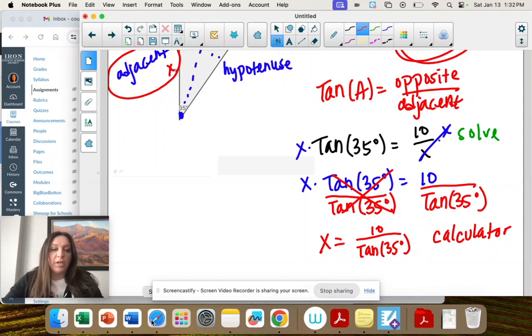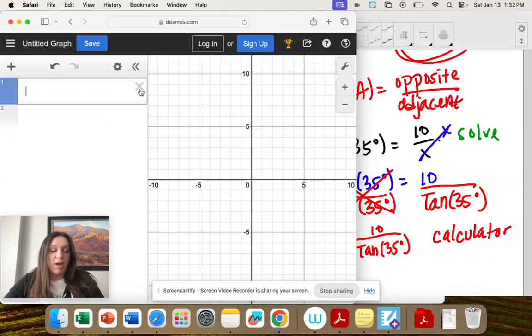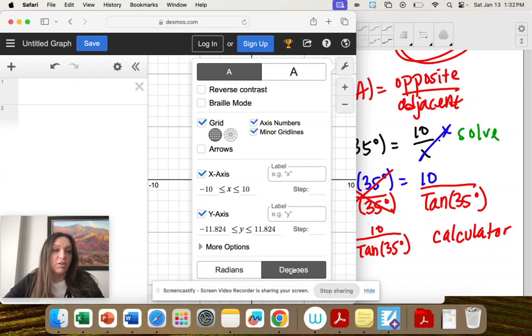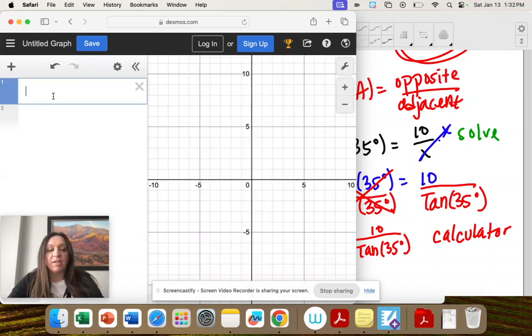Okay, big warning right here. When you go into a graphing calculator, you're automatically not in degrees. So right here under settings, you need to make sure you're in degrees, not radians. It'll always open to radians. Make sure you're in degrees, or else you're going to get the wrong answer.